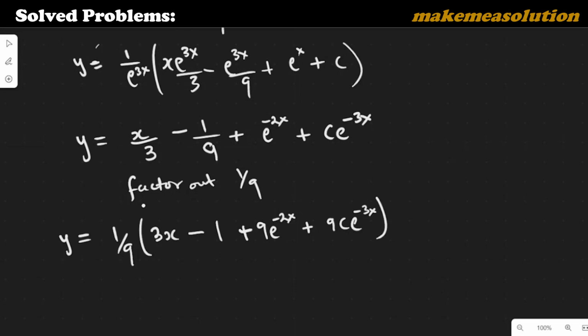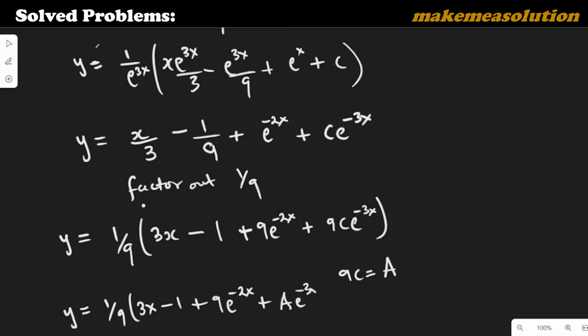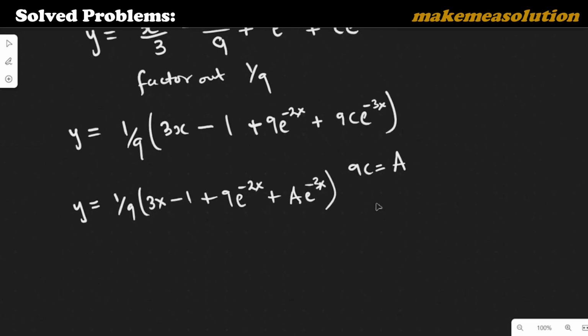Okay, so this 9c can be another constant. Let me just say a, for instance. So y is equal to 1 over 9 into 3x minus 1 plus 9 exponential minus 2x plus a exponential minus 3x. So this is a good way to leave your answer.